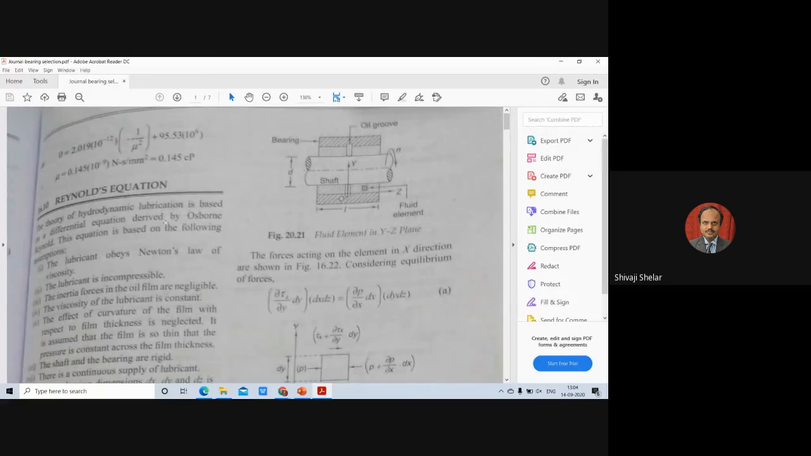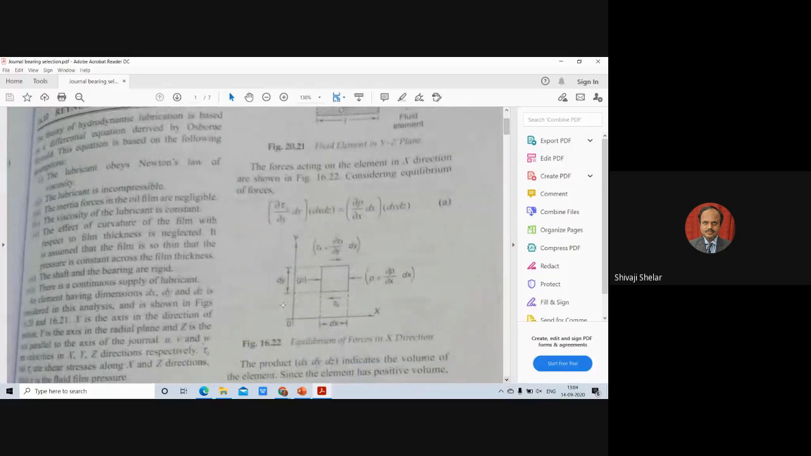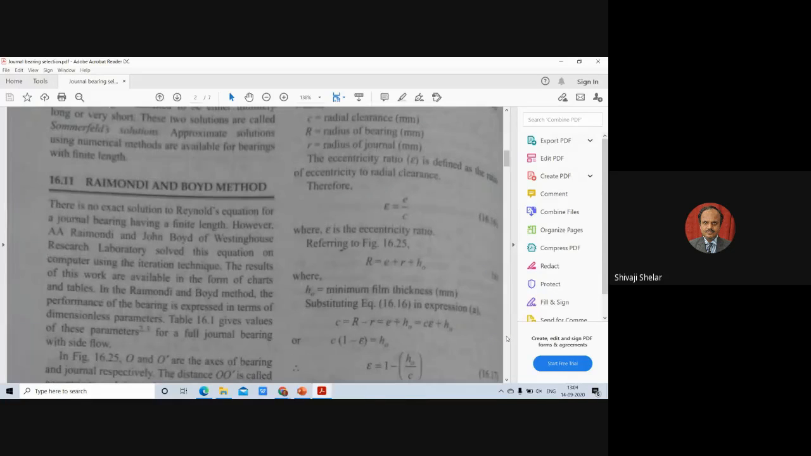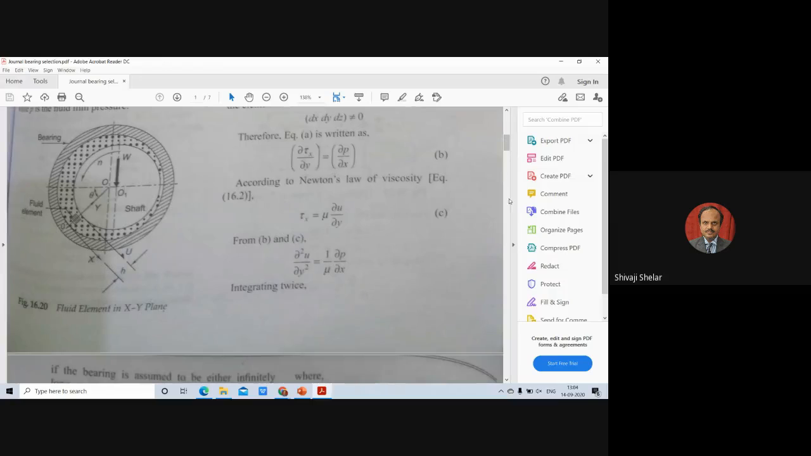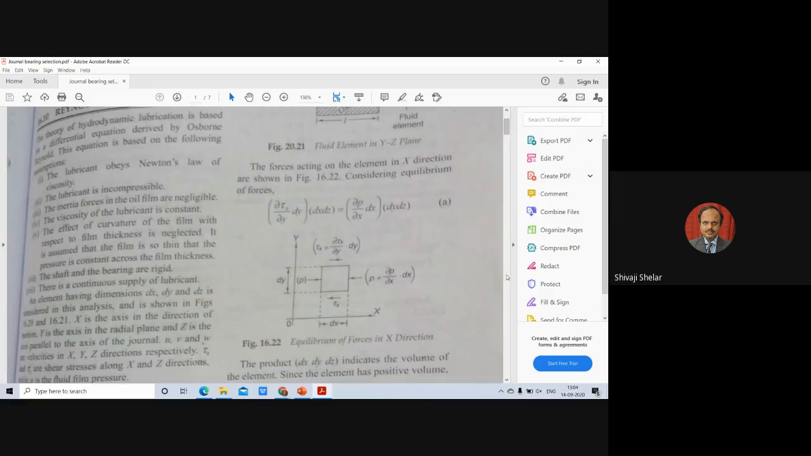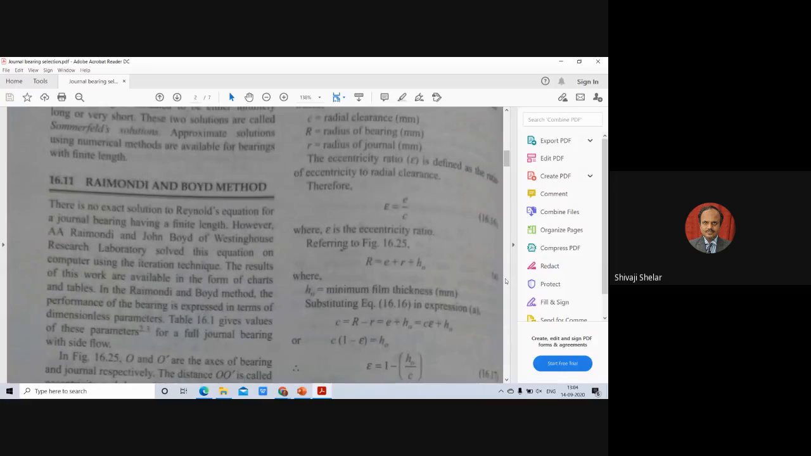You can see this solution here, how the Reynolds equation is arrived at. These are the assumptions made in the Reynolds equation. This is the diagram taken, and this is the control volume taken. Then you can take the equilibrium in x direction. This is the equilibrium diagram in x direction. Then numerous solutions are available, and based on that solution, you will get that differential equation that we have used, and then we have solved. Okay, this is regarding today's lecture.